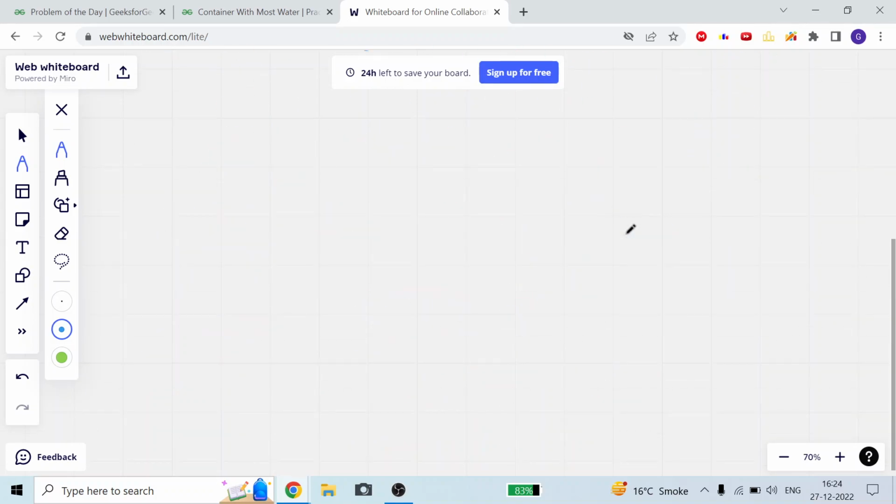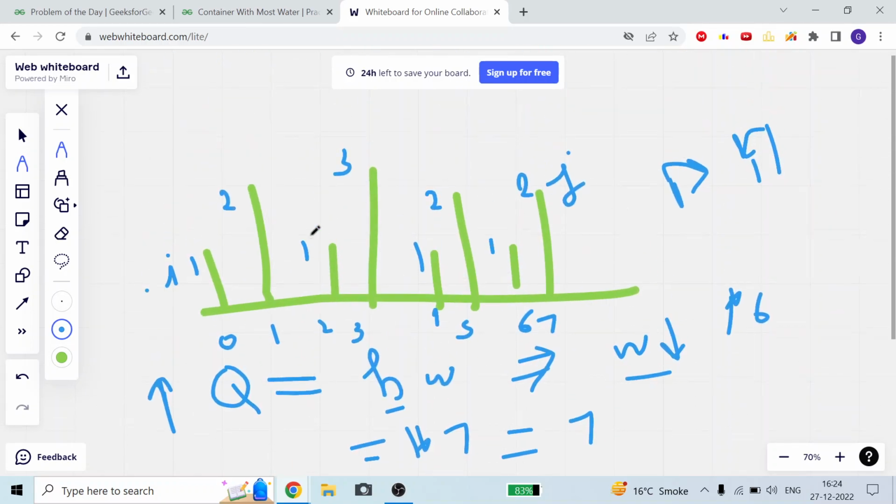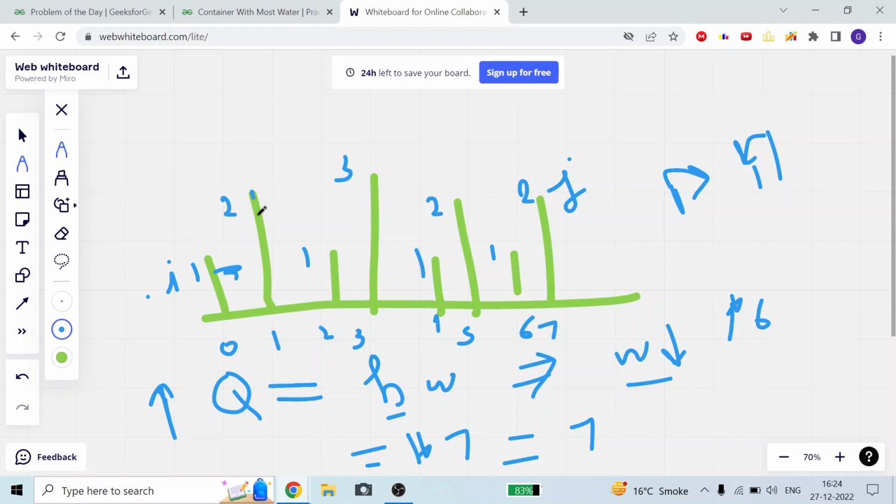Because it may be possible, like this is i, this is j. If we move i here, take this example, you can see we will go to here. The distance between them is 7 minus 1, 6. The minimum height is 2, so 6 into 2 is equal to 12. So instead of 7 we can get 12. Now both are equal, so we can either move i or move j. It is completely up to our approach. We can do anything.